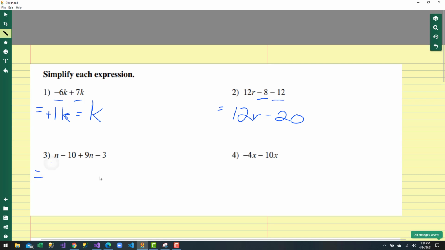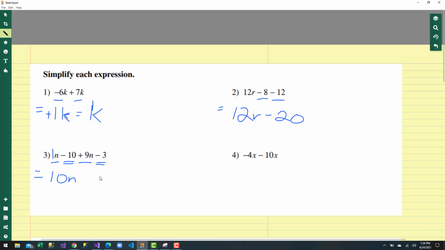I'm going to underline the like terms. Oh, I see an n there. I see a positive 9n. And then I see a negative 10. And I see a negative 3. Those are integers. So let's start with the variables here. 1n here, right? And 9n. Positive 1 plus 9. That's a 10n.